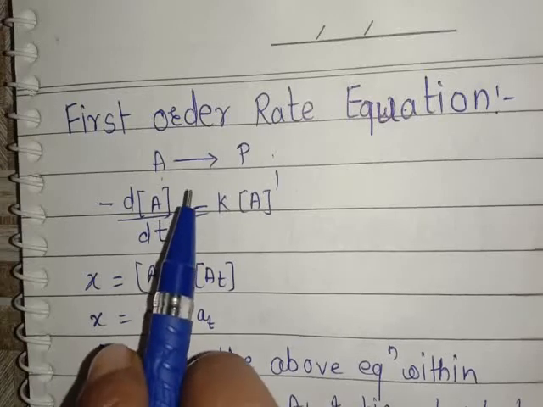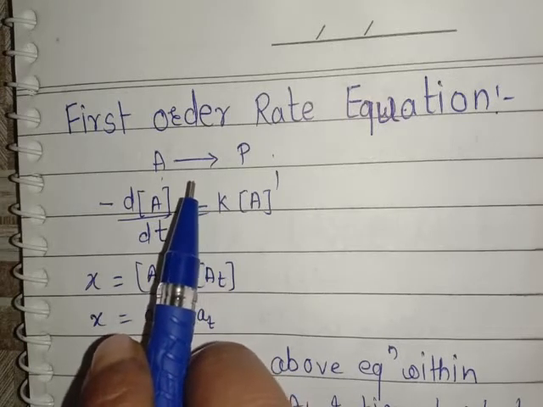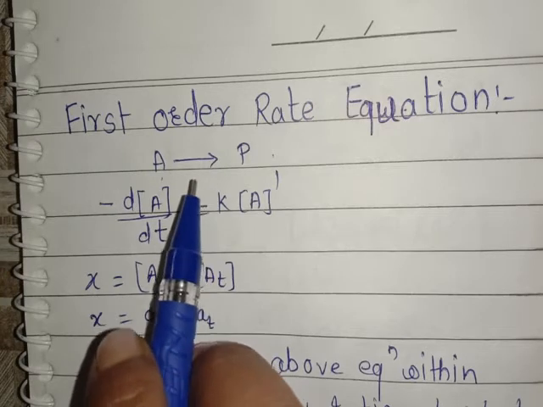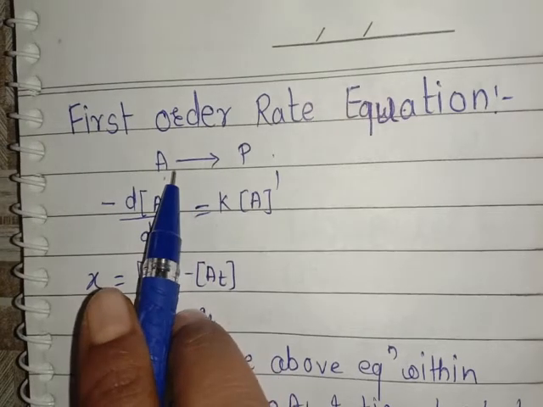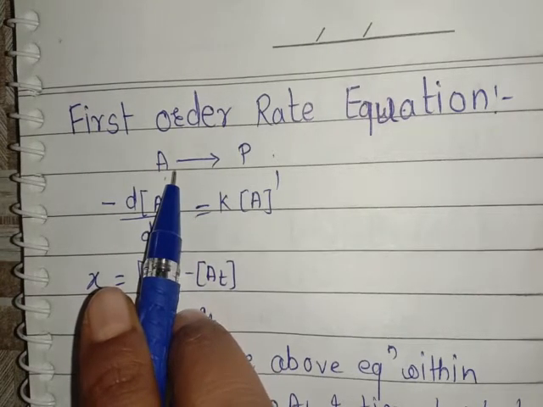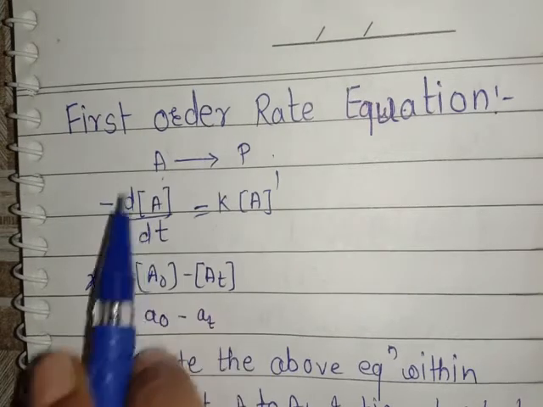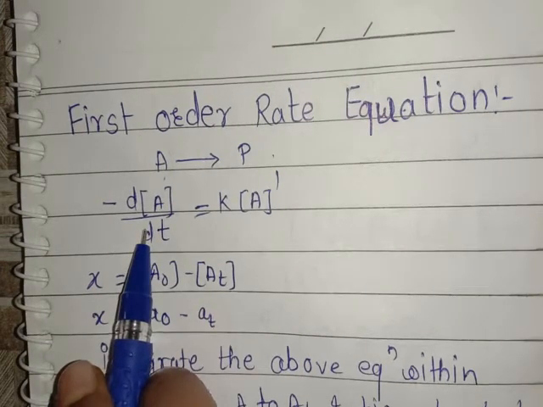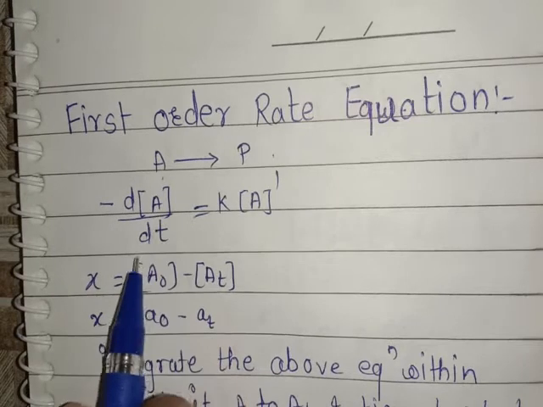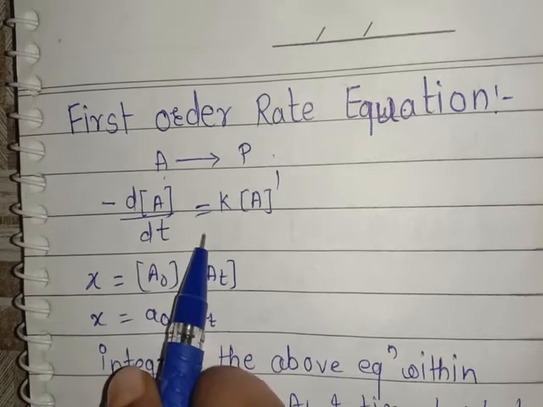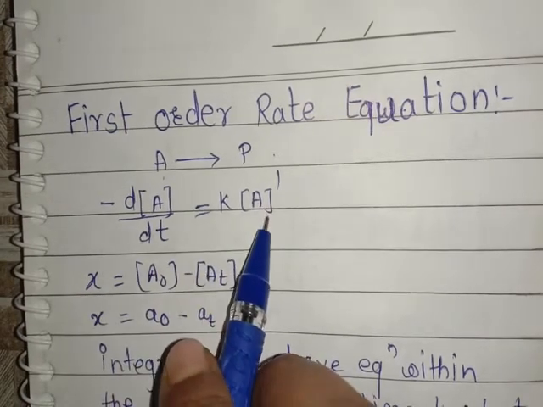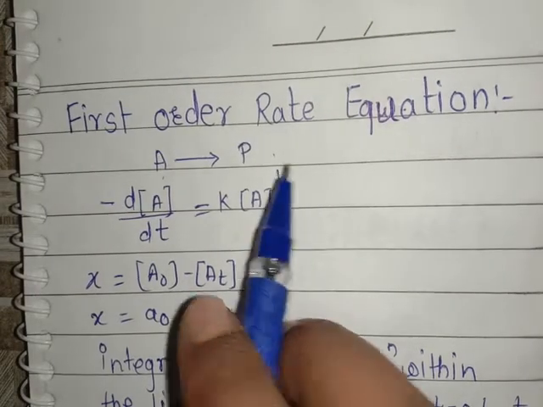Here we are mostly covering the important point, the first order rate equation. Consider this reaction, A converted into product. Writing the rate for this reaction as minus dA upon dt is equal to k into concentration of A raised to the power 1.